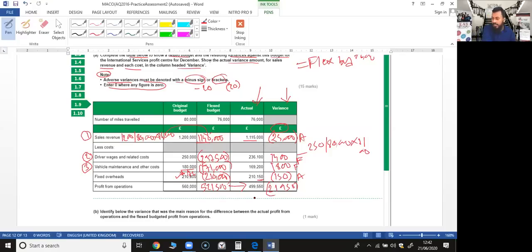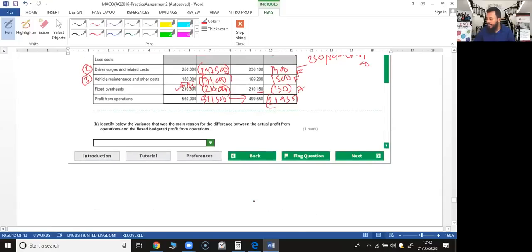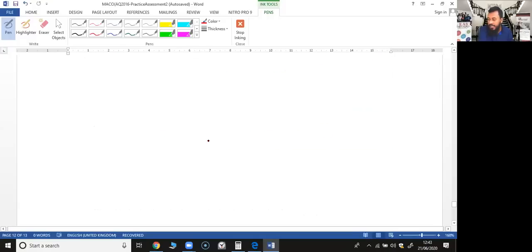Now let's look at this 1 mark question. That's a similar type of question they're asking you here. The 1 mark question asks you to identify the variance that was the main reason for the difference between the actual profit and budgeted profit, which was 21,900. What is the main reason? Sales variance. Sales is the main reason. Well done. Let's check the answer.